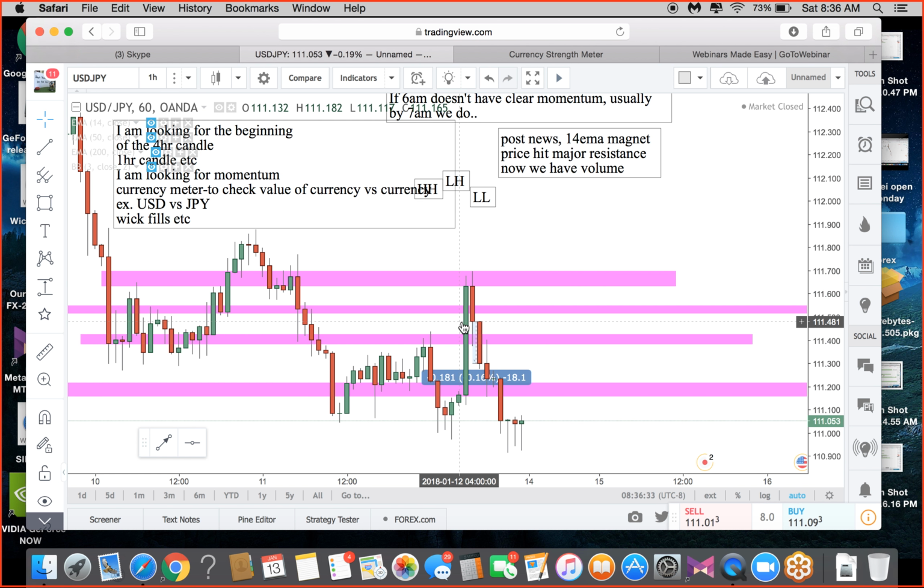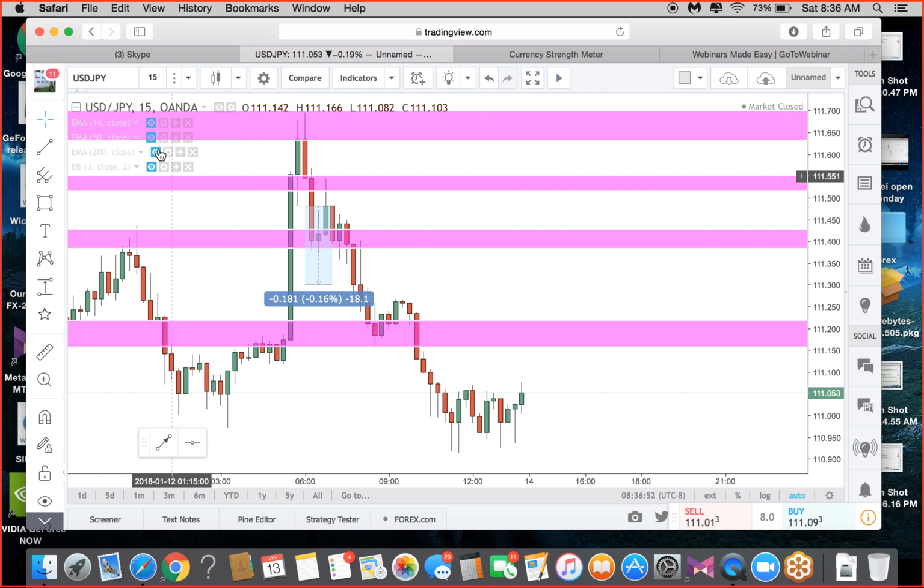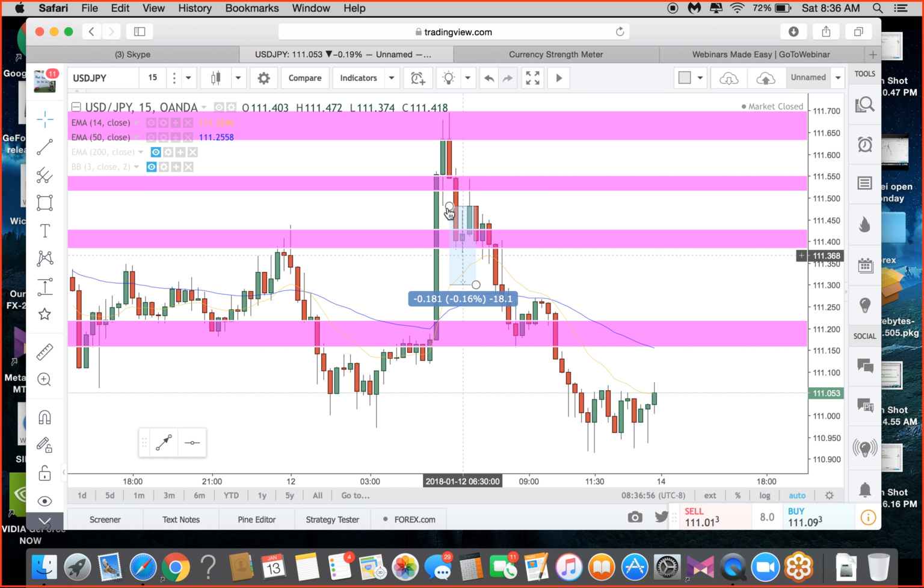Because the 4-hour was saying bearish, because the 4-hour made such a large spike, hit a resistance, and then now we sell resistance, understanding that this is our plan of attack. Because on that 15-minute we had a few things, right? We had that EMA magnet. It's pretty far away from the EMA. We've got an EMA magnet. We have price hitting a major resistance.